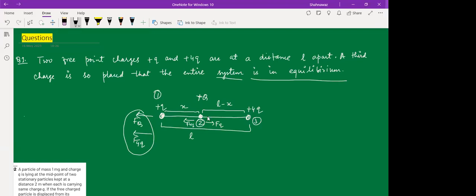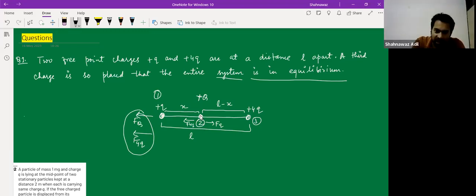So at this point, there would be this force, right? Force due to this charge and force due to this charge. So this will repel in this direction, and this will repel in this direction. So this is looking like it is at equilibrium, right?